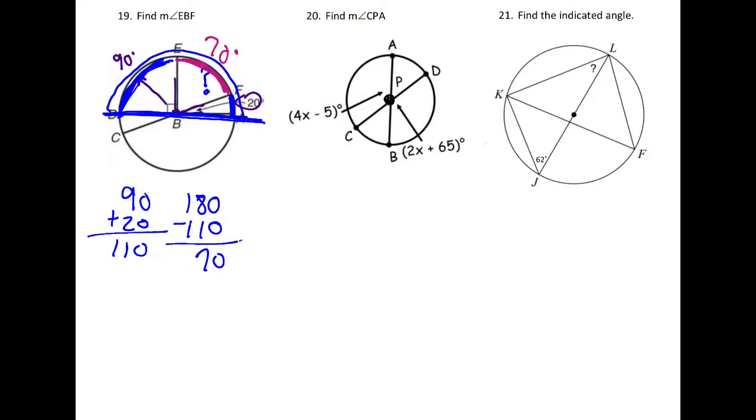Now it's ultimately asking us for angle EBF, so from E to B to F. Now we're looking for that angle. Look at the center. The center is at the center. Remember, the relationship for the central angle is that it's the same as the arc it opens up to. So if this arc is 70, the angle itself is also 70 degrees. So our answer is 70.